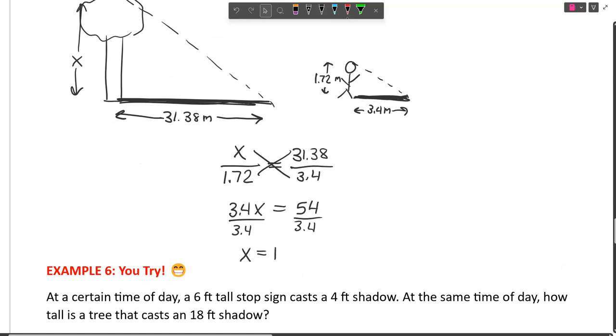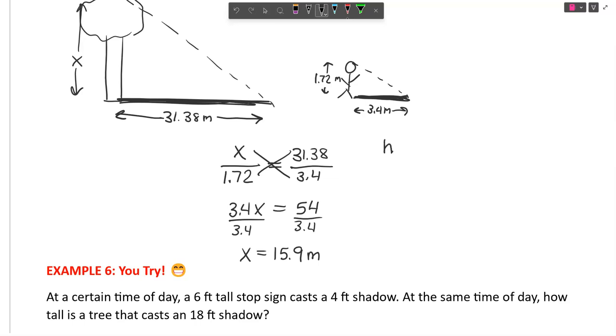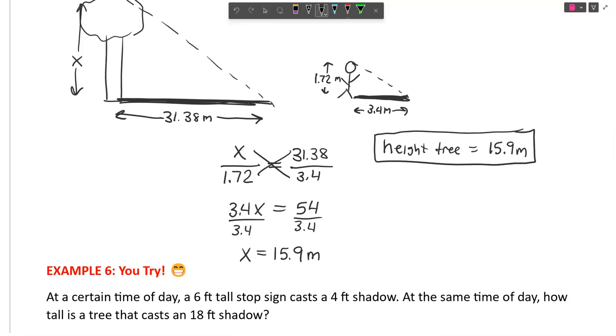We'll round to the nearest tenth. So I get 15.88 or 15.9 meters since we're talking about meters. So the height of our tree will end up being 15.9 meters long. So just imagine what a meter stick is. Imagine 16 of them stacked on each other. That's essentially what the height of the tree is.